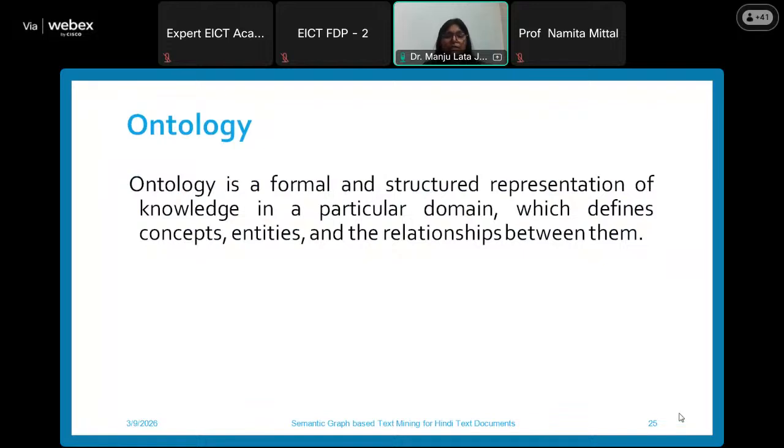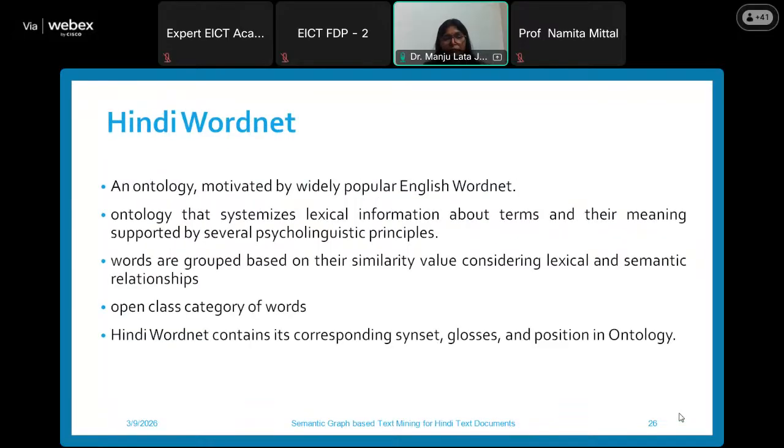Although we have discussed ontologies, an ontology is a formal and structured representation of a particular domain which defines concepts, entities, and relationships between them. Hindi WordNet is a kind of ontology which came into the picture in the year 2000 and was developed by IIT Bombay by late Pushpak Bhattacharyya sir and team. It is an ontology motivated by the widely popular English WordNet. Yes, it is inspired by English WordNet.